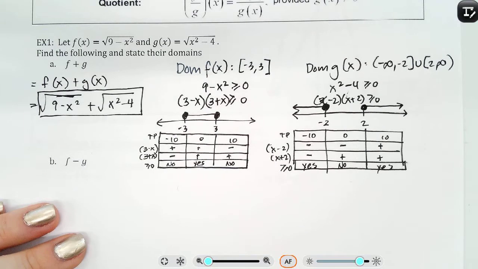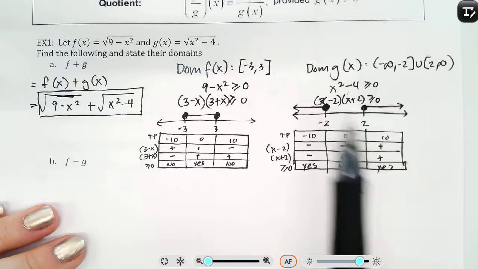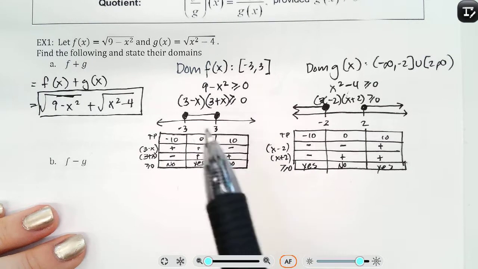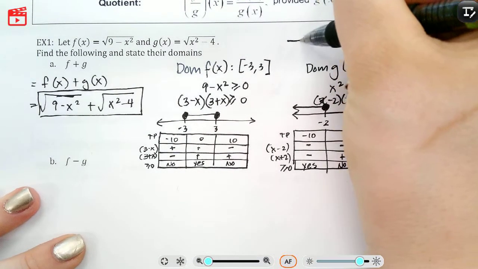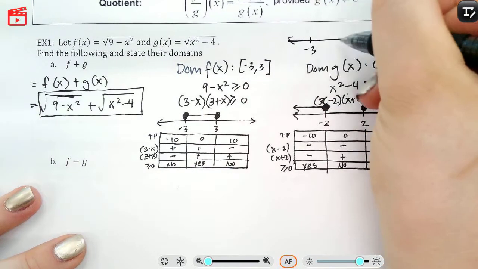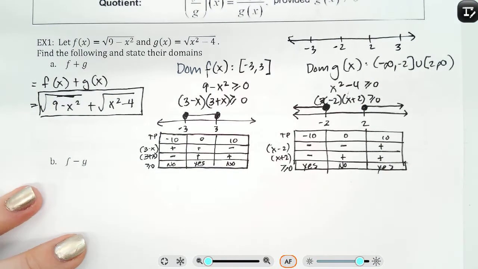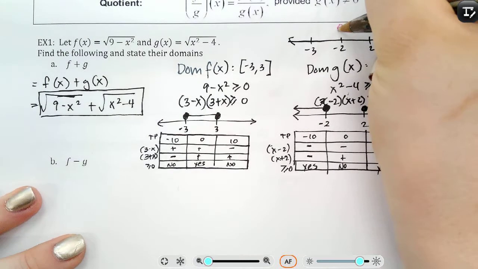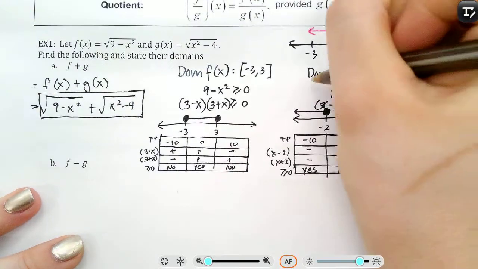All right, so my domain here is going to need to be the combination of these two, because I'm restricted by both of them. So we need to take where they agree with each other, which is going to be, let's see, negative 3 to 2, 2 to positive 3. So domain of G was this value. That was domain of G.